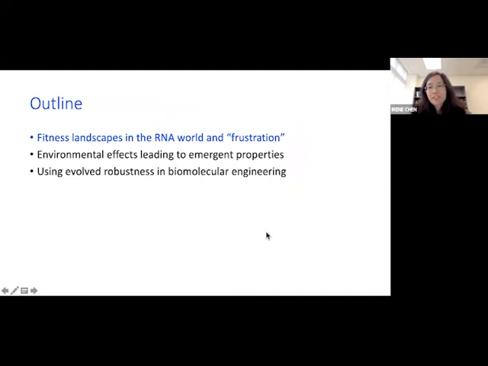So just to give you a little outline, the talk is divided into 3 parts. The first part, I'll talk about the RNA world and evolution in the RNA world and the concept of frustration and frustrated evolutionary networks. And then I'd like to talk about environmental effects that can lead to emergent properties. I'll be focusing on vesicles and what vesicles could do for RNA and RNA evolution. And then the last topic I want to cover is using evolved robustness in biomolecular engineering. This is something that started out as a separate line of research, but I think some of the lessons that we've learned have dovetailed with our thinking about molecular evolution.